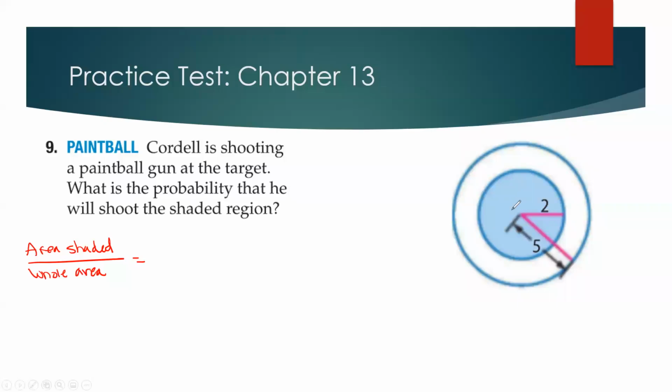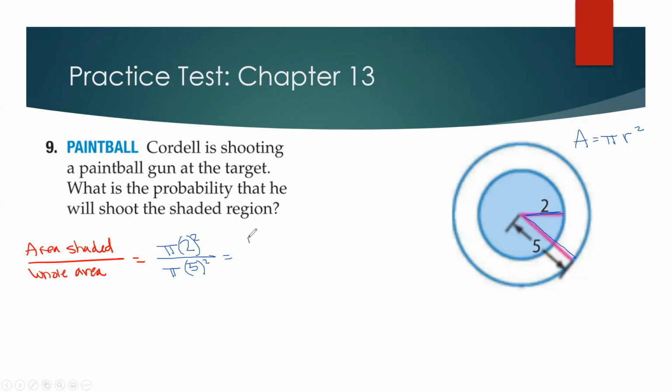So recall the area of a circle is equal to pi r squared. So we have pi times the radius of the shaded area, which is 2, and we're squaring that. And then over the area of the whole entire circle, so it'd be pi times the radius of the whole circle right here, which is 5, and we're squaring that.